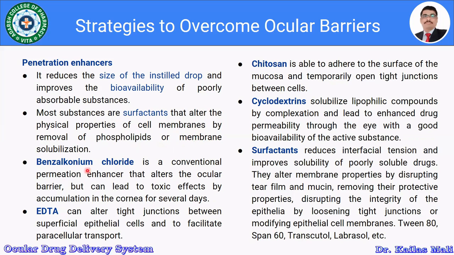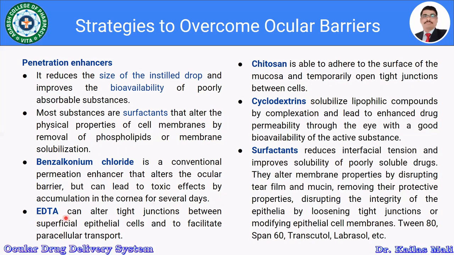For example, benzalkonium chloride is widely used as a preservative, but furthermore, it acts as a permeation enhancer, and it alters the ocular barrier, which can lead to toxic effects by accumulation in the cornea for several days.